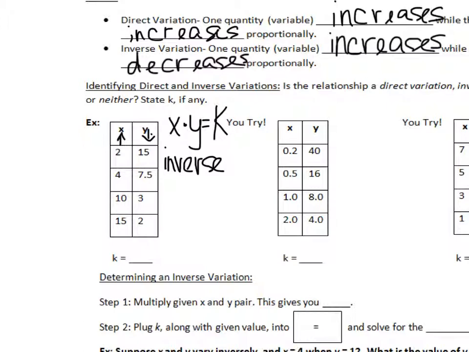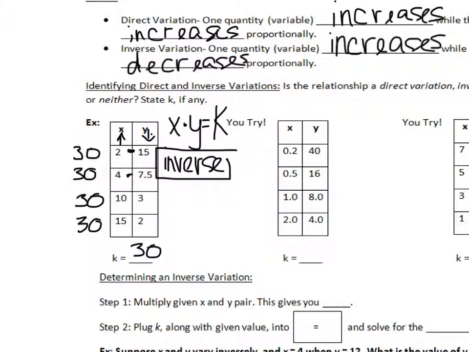So let's check. 2 times 15, that's 30. So if this is truly inverse, they should all be 30. 4 times 7.5 is 30. 10 times 3, 30. 15 times 2 is also 30. So it's for sure an inverse, and our k value is 30.